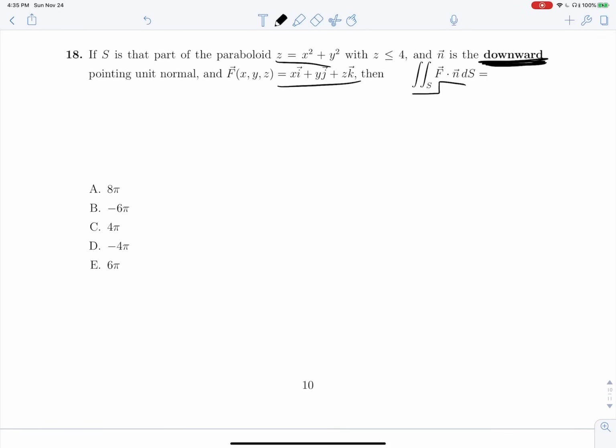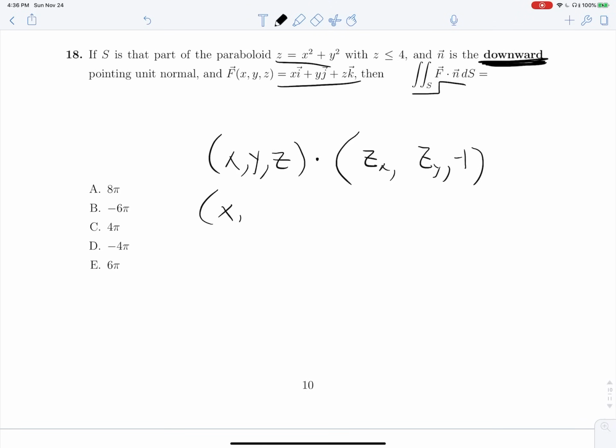So we know that we can find this whole thing by taking our F, which is just x, y, z, and dotting it with our normal vector. And in this case, our normal vector is going to be made up of negative z_x, negative z_y, and 1. But careful, that's the classic setup, except we're looking for the downward pointing normal vector. And as you can see, our z term here is positive, so it is very much not downward pointing. We can flip all these signs though, and it will be.